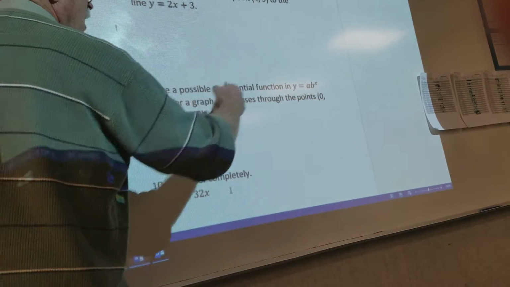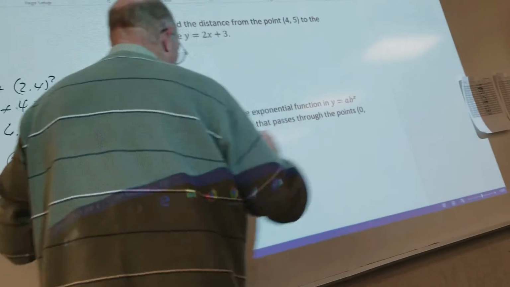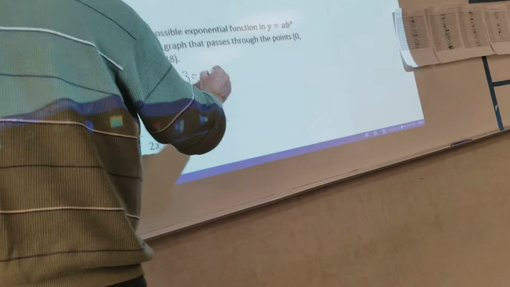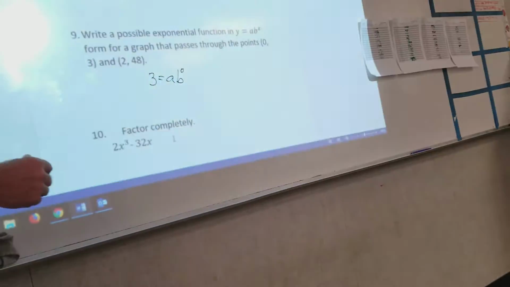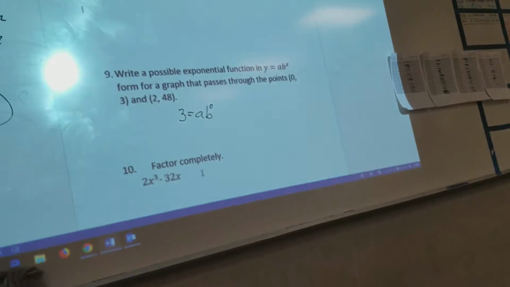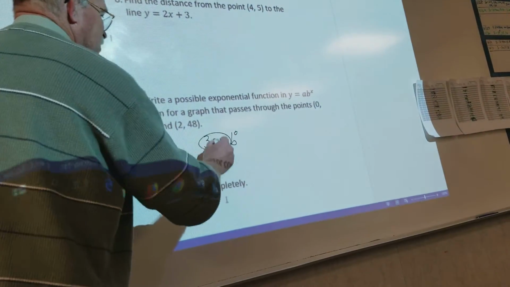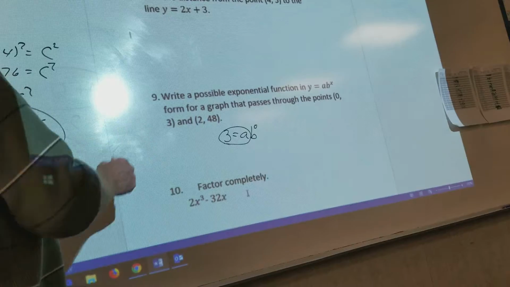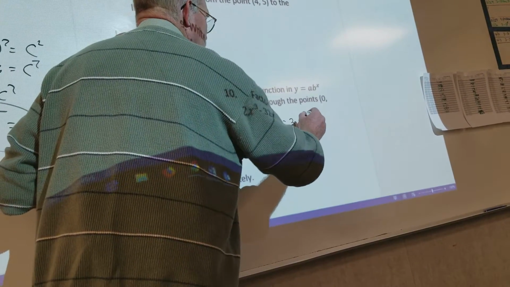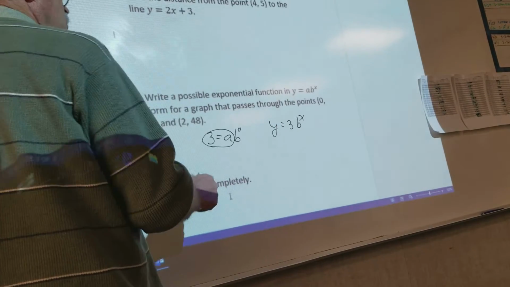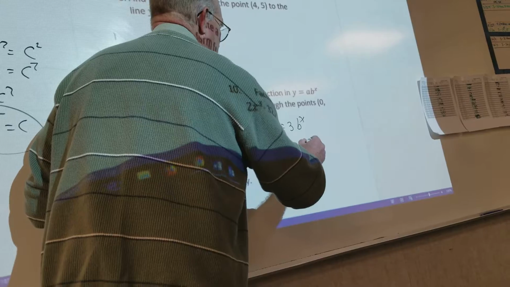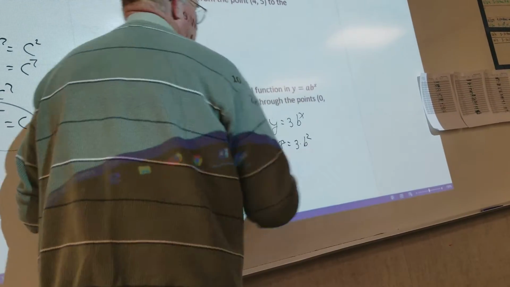All right, so I'm going to substitute my points. I've got the point 0, 3. 3 for y equals a times b to the 0. Is that a major clue about what something is? That's telling me that a is 3. I'm going to use that fact. Y is going to equal 3 times b to the x. But instead of x and y, I'm going to substitute the other point. 48 equals 3 times b to the second.